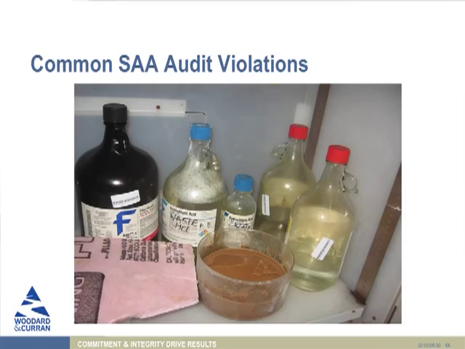Here's a quick picture of a satellite accumulation area. Does anybody see any problems with anything in the picture?